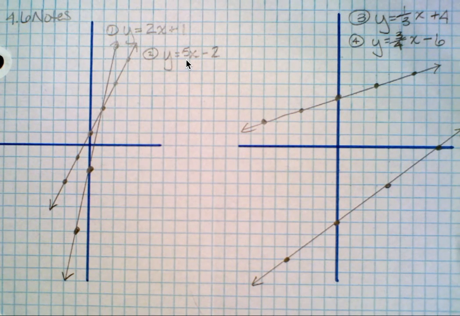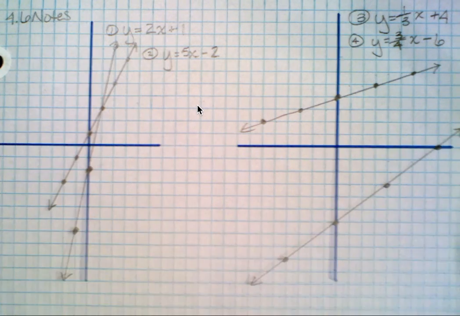Here I have y equals 5x minus 2. This minus really is a negative sign, so that means my y-intercept is -2, which is down here. Now my slope is 5, so I'm going to rise 5, 1, 2, 3, 4, 5, and run 1. 1, 2, 3, 4, 5, and run 1.